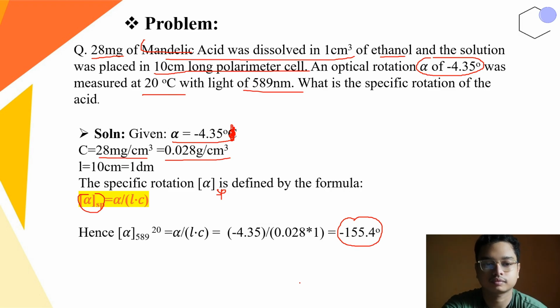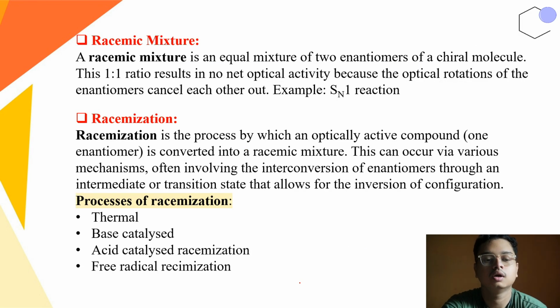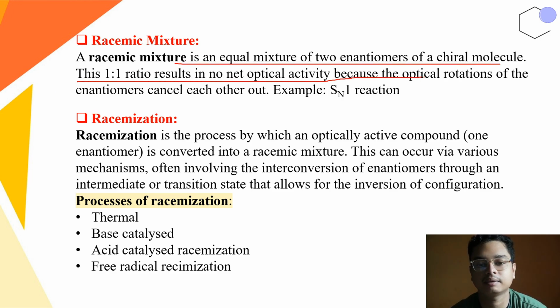Now we are talking about a very important thing, that is the racemic mixture and racemization. A racemic mixture is an equal mixture of two enantiomers of a chiral molecule. This 1:1 ratio results in no net optical activity because the optical rotations of the enantiomers cancel each other out. Example, the SN1 reaction. So what does this statement actually mean?